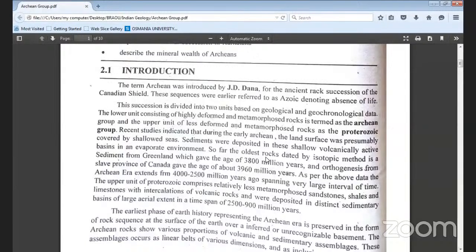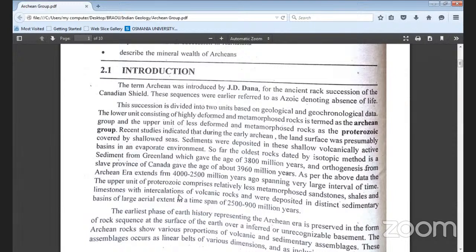Till now, the oldest rocks were dated using the isotopic method, and it gave an age of about 3,800 million years for a sediment formation of Greenland, and anorthogneiss from the Slave Province of Canada gave an age of about 3,960 million years. Based on these data, the Archean era extends from 4,000 to 2,500 million years ago.